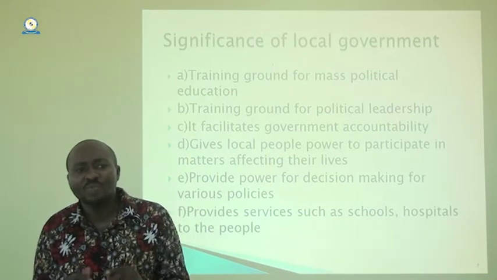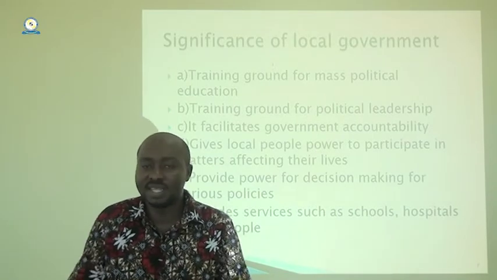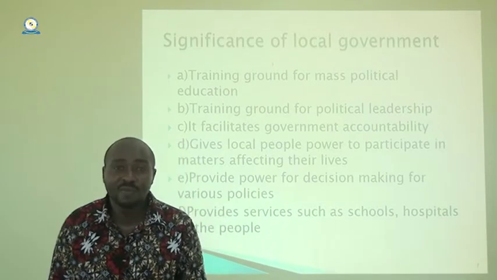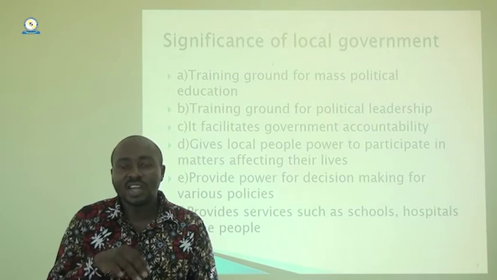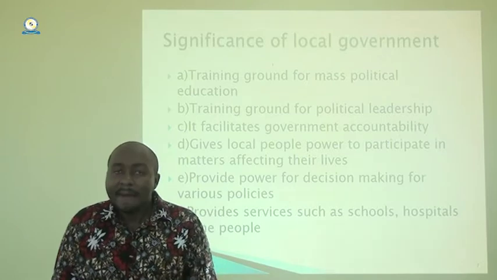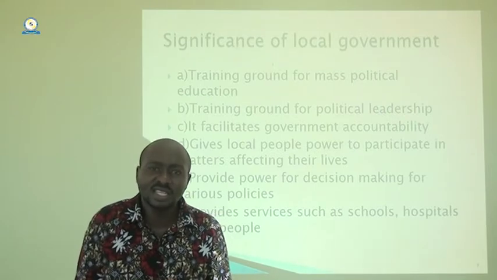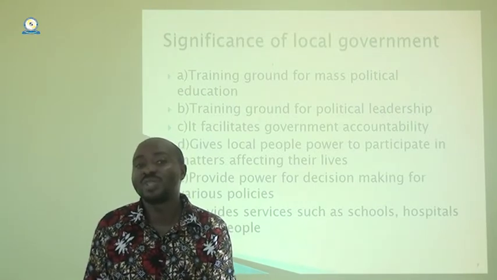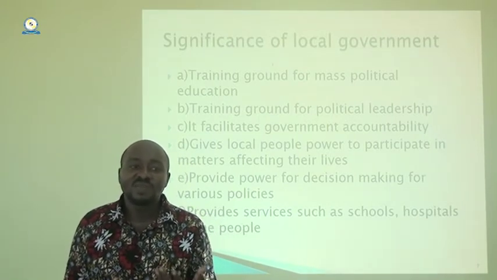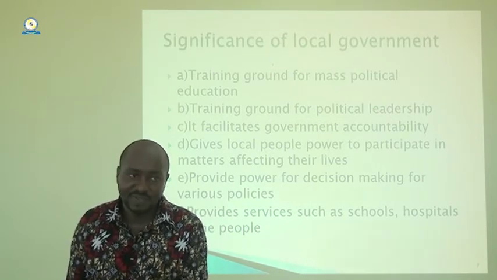The local government also provides power for decision making. It is where people can make decisions. In the central government, the decisions are made by the ministers, and the government is run by the three organs, where decisions are made in various particular organs. But how can people participate in making decisions on various matters? It is through the local government. Through the local government, it is where people can participate in deciding the matters that affect their lives.